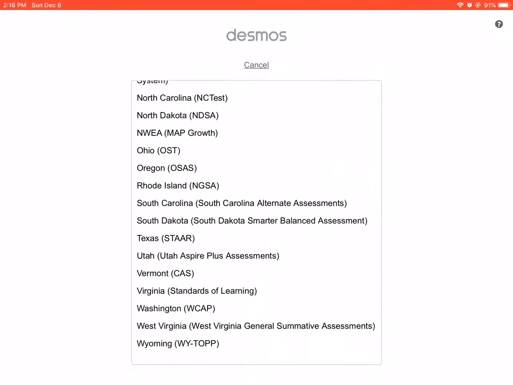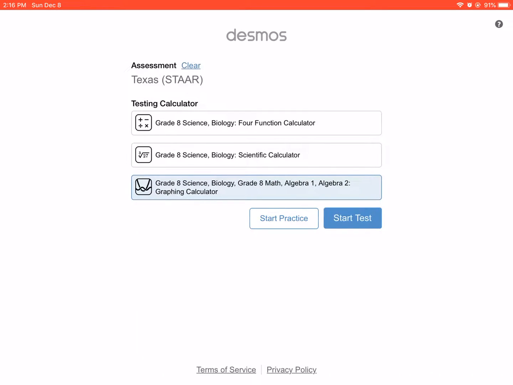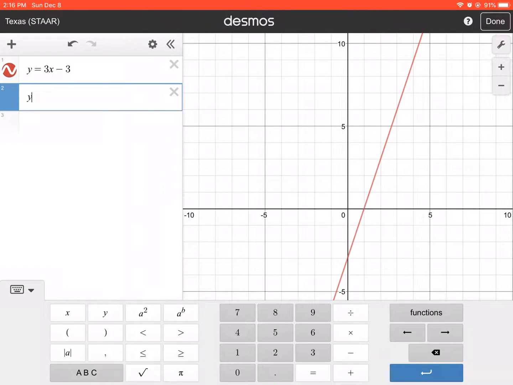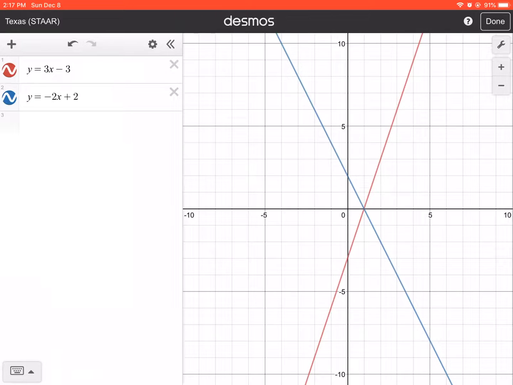My Desmos kicked me out since I took a break from doing the review, so let me get back in. Anytime you're on Desmos, practice like you test. So make sure that you are on the star, the test mode, star. Y equals 3x minus 3. And then we have y equals negative 2x plus 2. Well, that's not graphing because that's not an x. There we go. So this is the same thing that we did by hand.